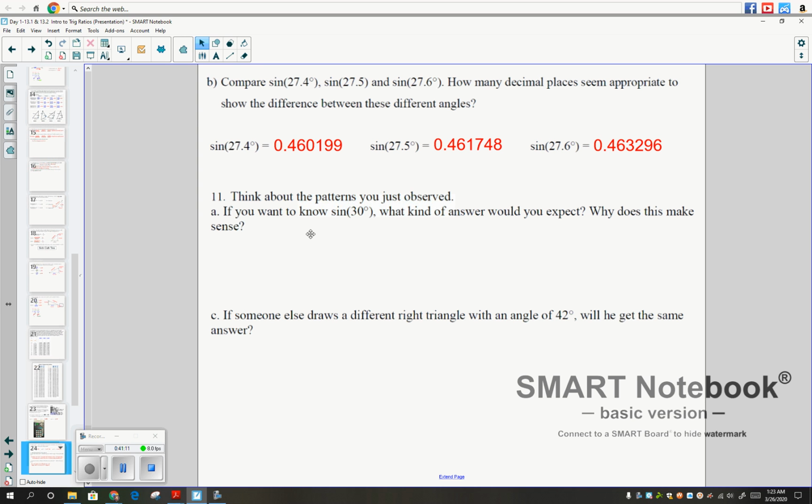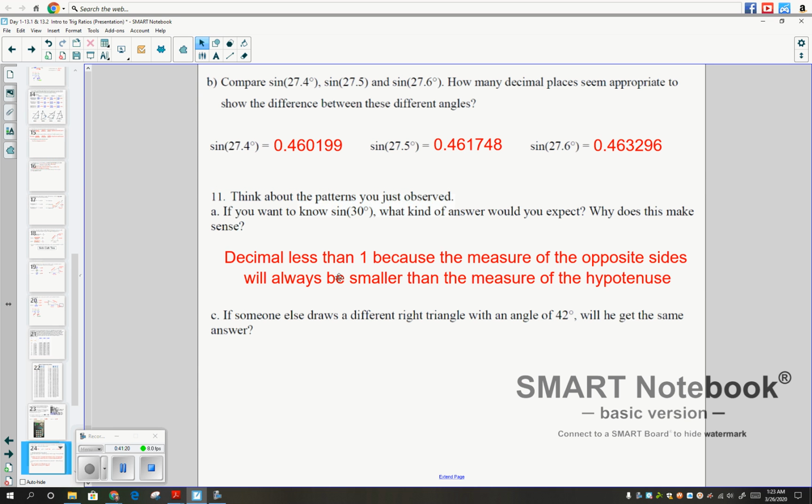Think about it. If you want to know sine of 30, what kind of answer could you expect? Well, it's going to be a decimal, isn't it? It's a decimal less than 1. Why is that? Because the measure of the opposite side is always going to be smaller than the hypotenuse. The hypotenuse is the longest side in the right triangle. Well, if I take a number and divide by a bigger number, it's always going to be less than 1.